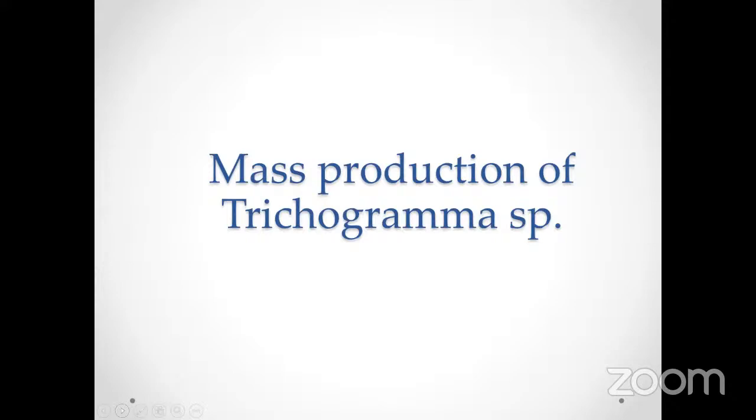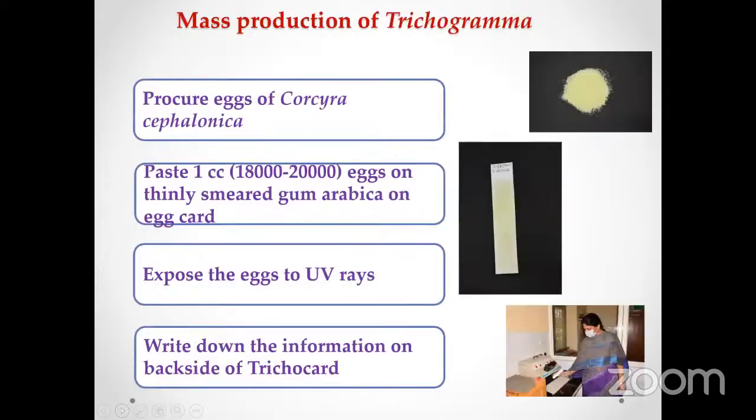This is an egg parasitoid. In the laboratory, we will be mass producing the Trichogramma species in Corcyra eggs. One important thing to be noted while mass producing Trichogramma is that, as it is an egg parasitoid, at laboratory level or farm level, we should not get the host larva.